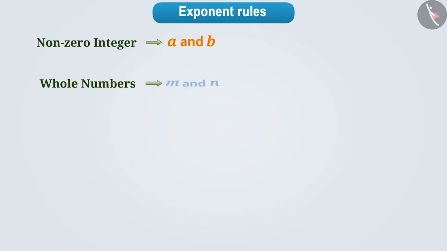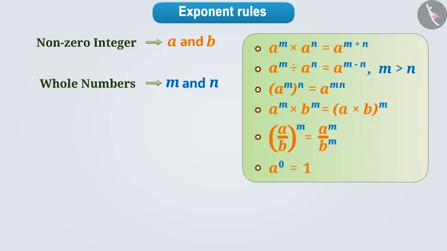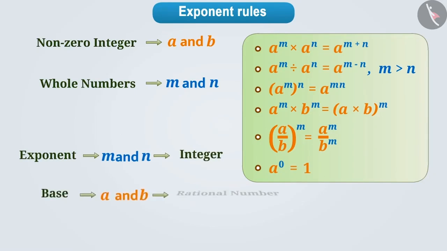In the previous class, we learnt that for non-zero integers a and b and whole numbers m and n, the following rules apply. Just think, will these rules also apply to numbers whose exponents are integers and the base is a rational number? Think a little.